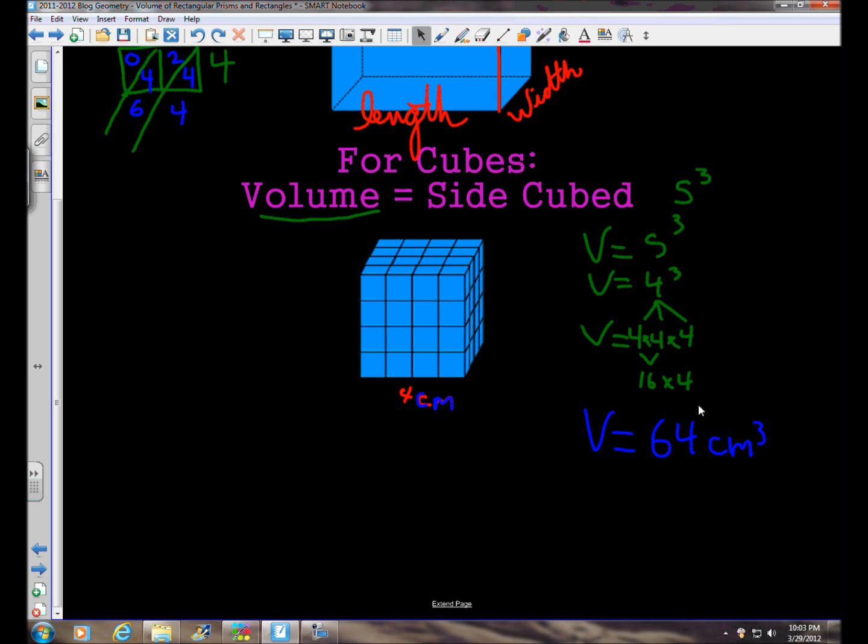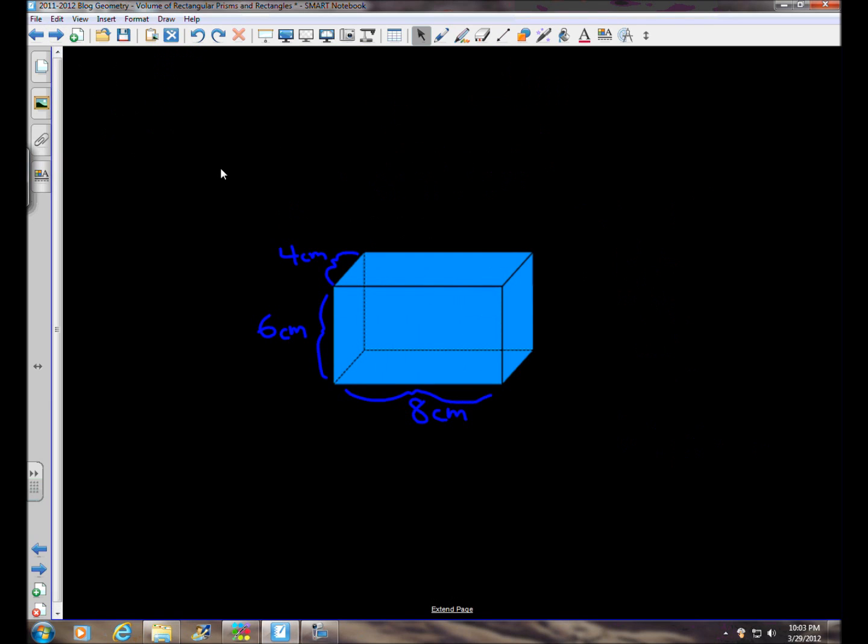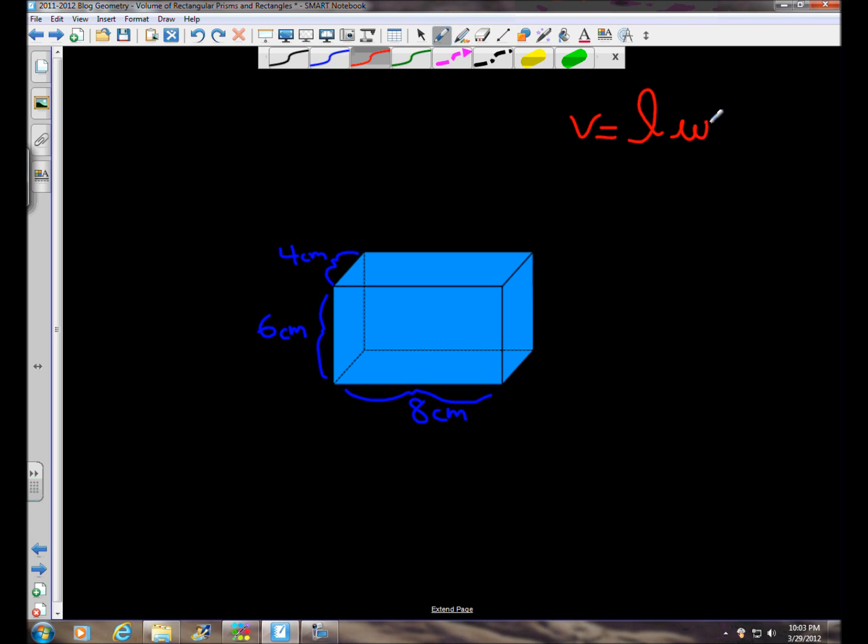Its capacity would be 64 centimeters cubed. Now let's move on and take a look at this example. We'll apply what we've learned. We know that volume equals length times width times height. You might see it written this way, when there are no operation symbols between these letters that stand for length, width, and height, then you assume that you multiply. So that's what we're going to do.